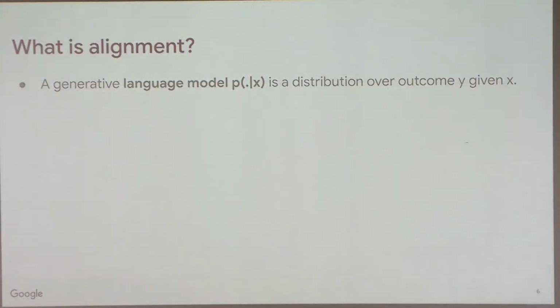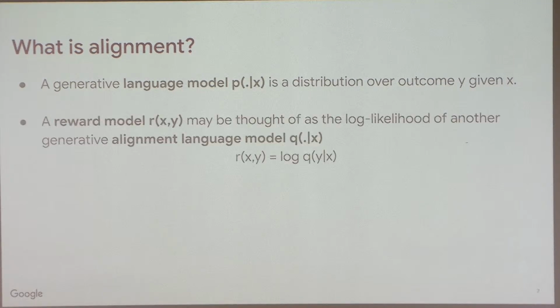Okay, so what is alignment? We start with the generative language model. In this case, I'm going to be using P throughout this talk to denote a language model. The language model gets a prompt, X, and defines a distribution over all possible responses, to be able to generate an outcome Y. We think about a reward model in this context, R. I'm going to think about reward to be the log likelihood of another generative model, which I call the alignment language model, Q. So R is just log of Q, to make it unique and get rid of the constant that you could add.